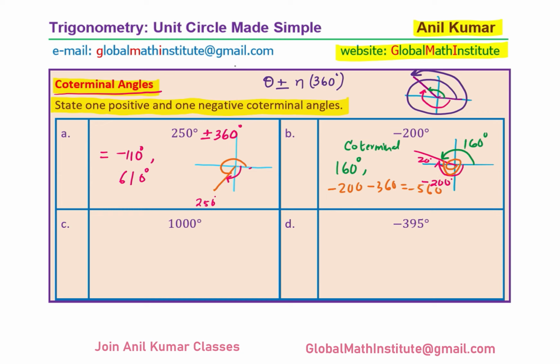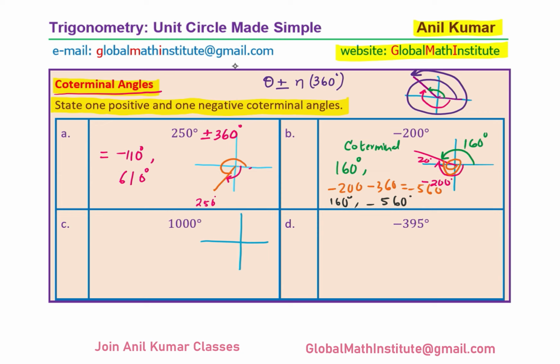So definitely you can write down the coterminal angles as 160 degrees and minus 560 degrees. Makes sense. So I hope you're getting the concept. Perfect. Now let's look into another angle which is given to us, 1000 degrees, right? Positive 1000 degrees. Okay, so 1000 degrees means what?